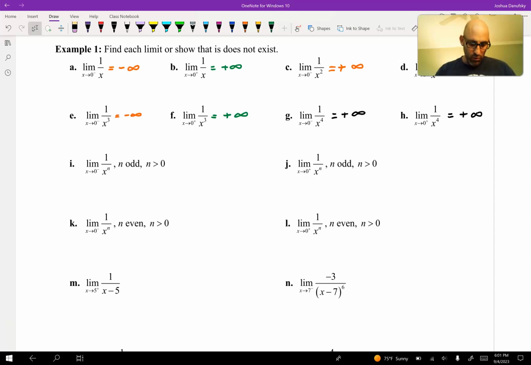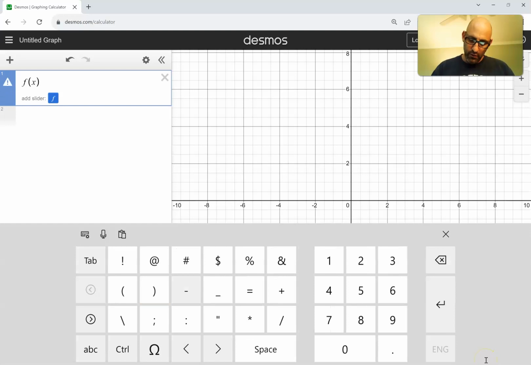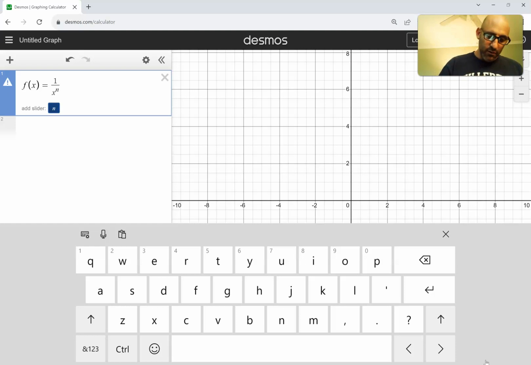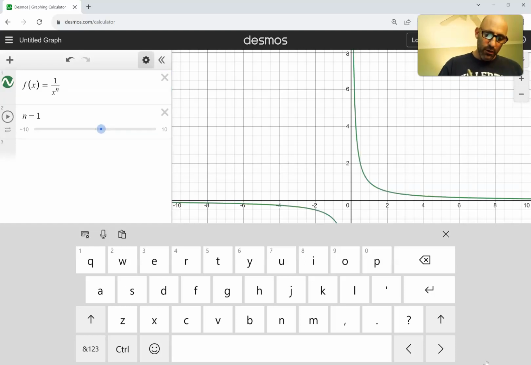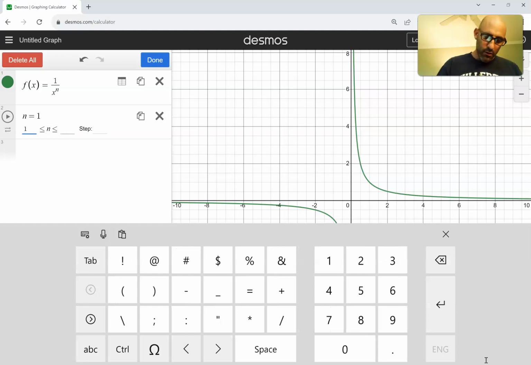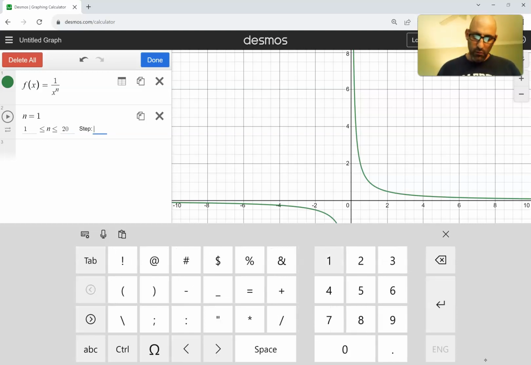So if we take a look real quick at Desmos and we type in here f of x equals 1 over x to the n power, and then it wants me to identify what n is going to be, so I'm going to click on that, and I'm going to edit my list. I'm going to have n going from 1 to, I don't know, 20, but I only want positive integers, so I'm going to have it go in a step of 1, and then see what that does for us.